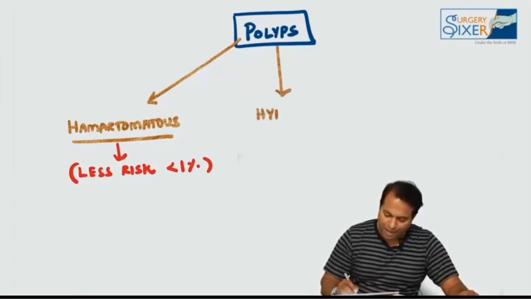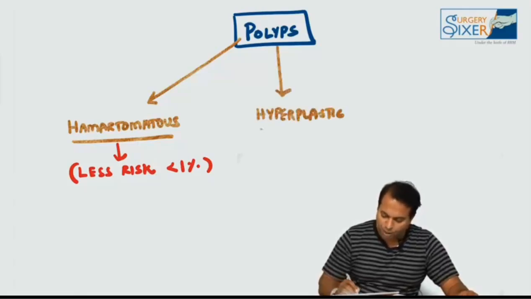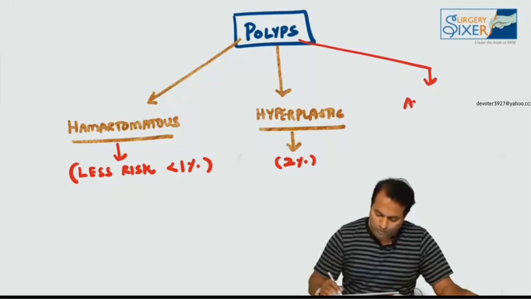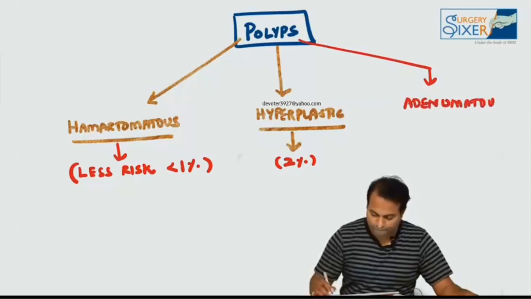And there are hyperplastic polyps. Hyperplastic polyps have around 2% risk of malignant potential. And the third polyp is adenomatous polyps. They have a high risk of malignant potential, the highest risk of malignant potential.